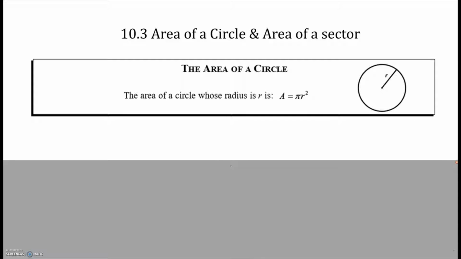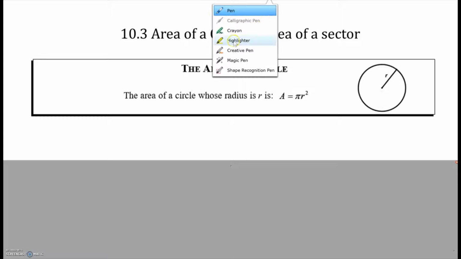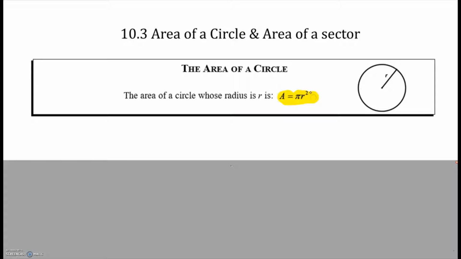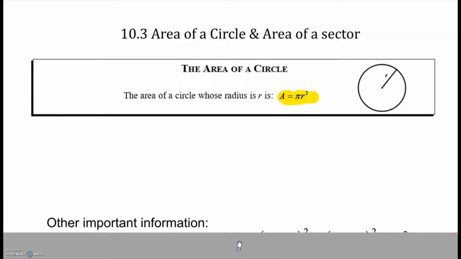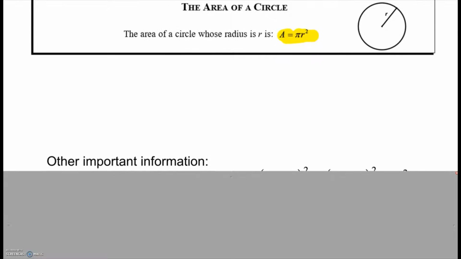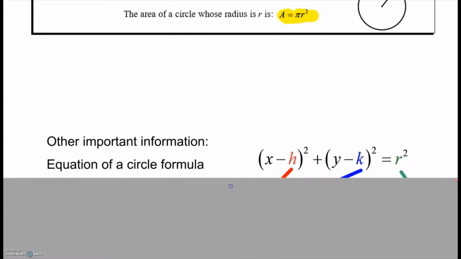That's an important one to make sure that you know. So you have it right here. But that's dealing with all of the circle, the space inside of the circle, how much it takes up. Now there's some other important information that you should know too, and that is that sometimes you might need the equation of a circle.